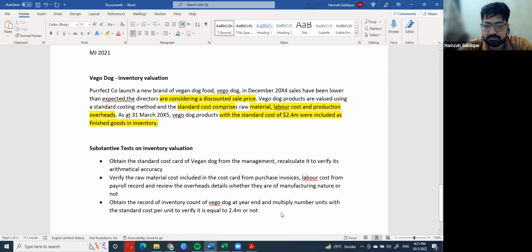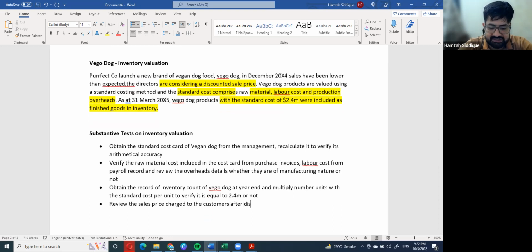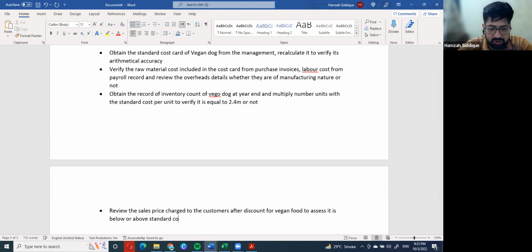Now, NRV, discounted sale price. Review the sales price charged to the customers after discount for wage and food to assess whether it is below or above the standard cost of the product. Yes, this is the purpose. It is above the cost or below the cost.